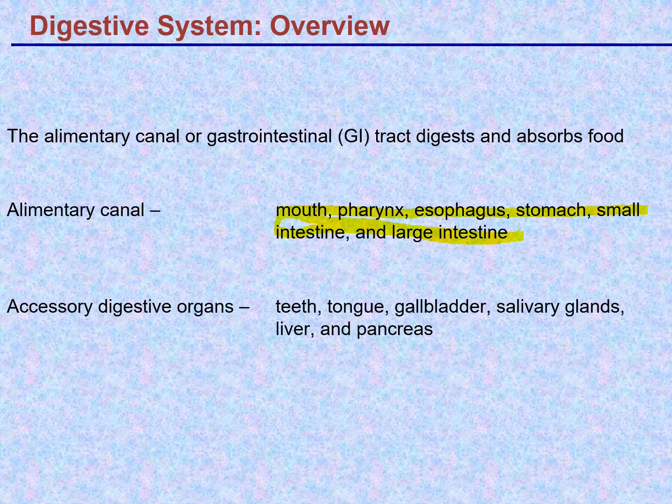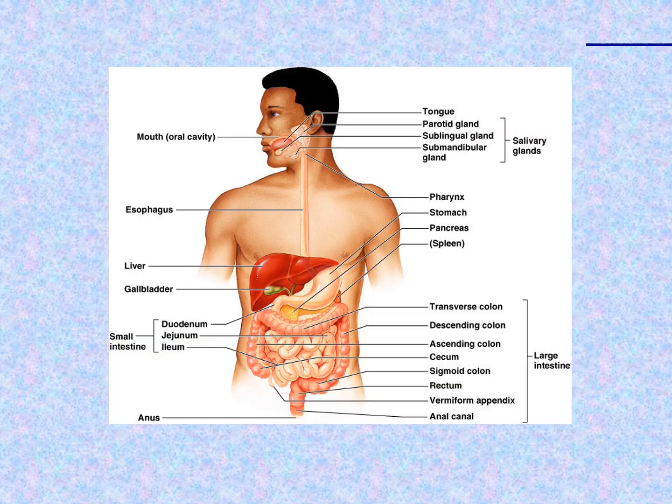There are also accessory digestive organs, which include the teeth, tongue, gallbladder, salivary glands, liver, and pancreas, all accessory organs that assist the function of the GI tract.